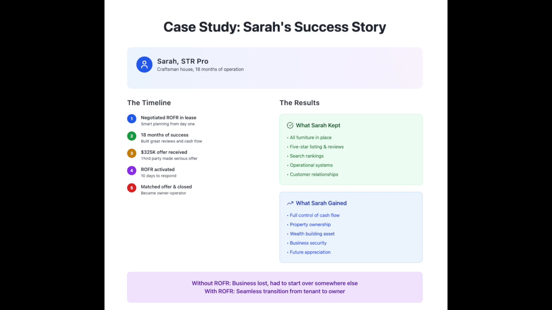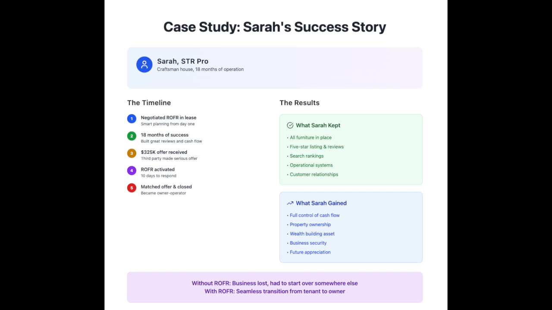Yeah. So Sarah, she leased this nice craftsman house. It did STR Arbitrage. Crucially, she negotiated a ROFR into her lease, ran it successfully on Airbnb for about 18 months. Great reviews, solid business. Right. And then the landlord gets a real offer, $325,000 from a third party. And because of that clause? Yep. The landlord followed the ROFR rules, gave Sarah written notice with all the details of the $325K offer. Her clause gave her, I think, 10 days to respond.